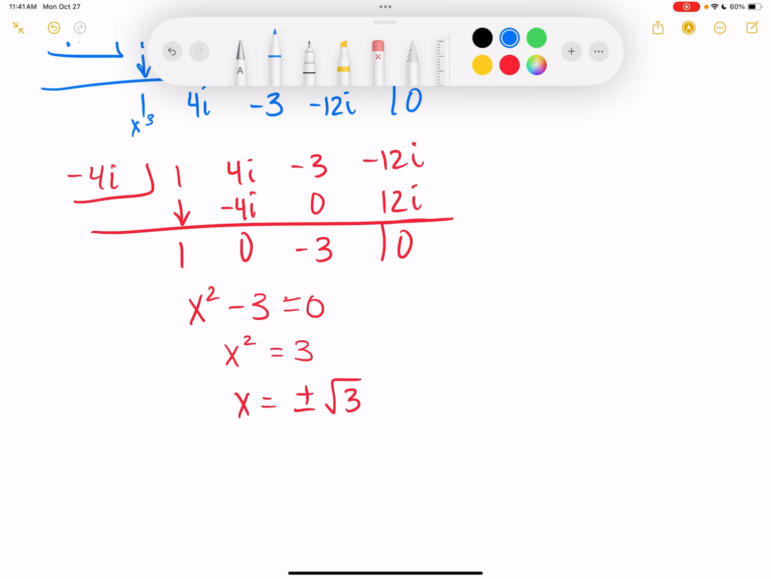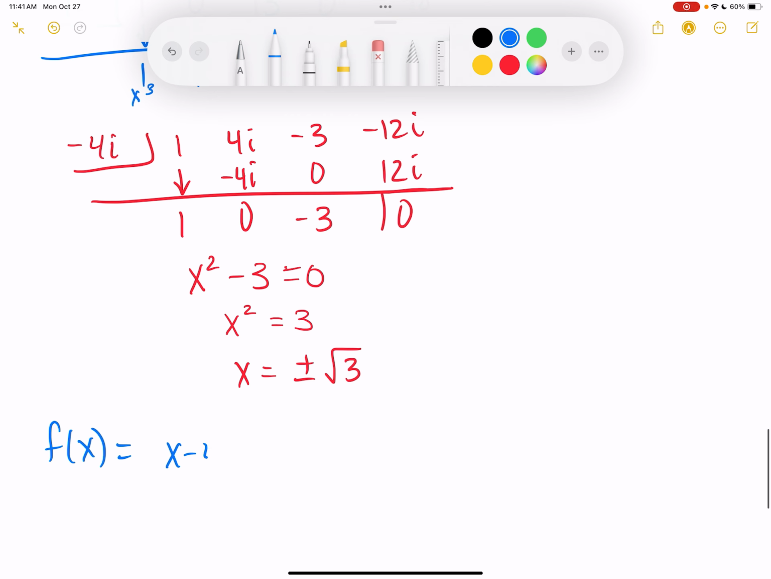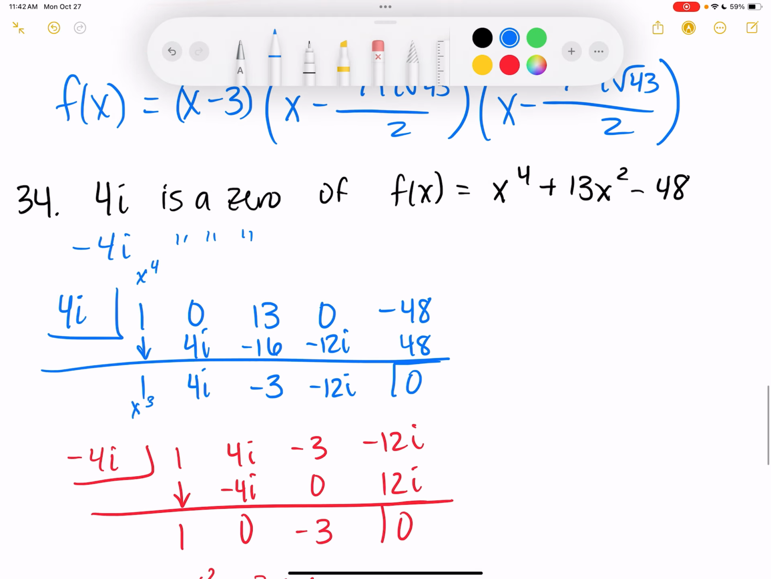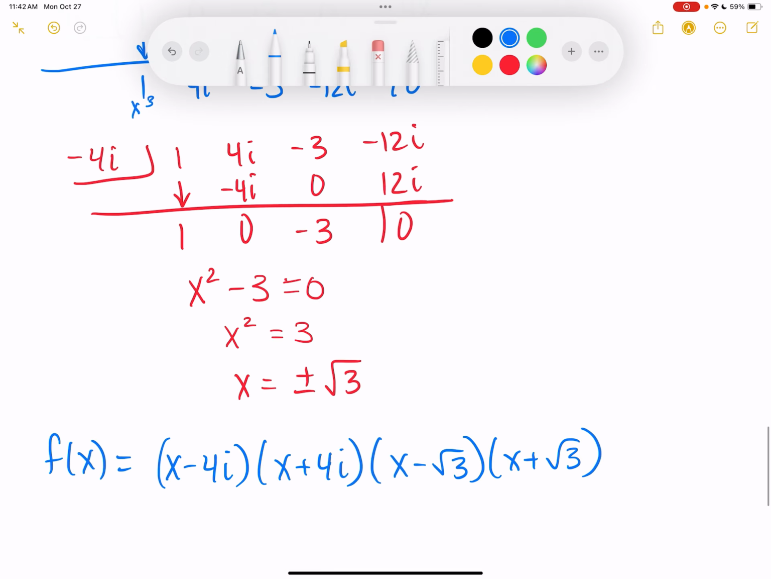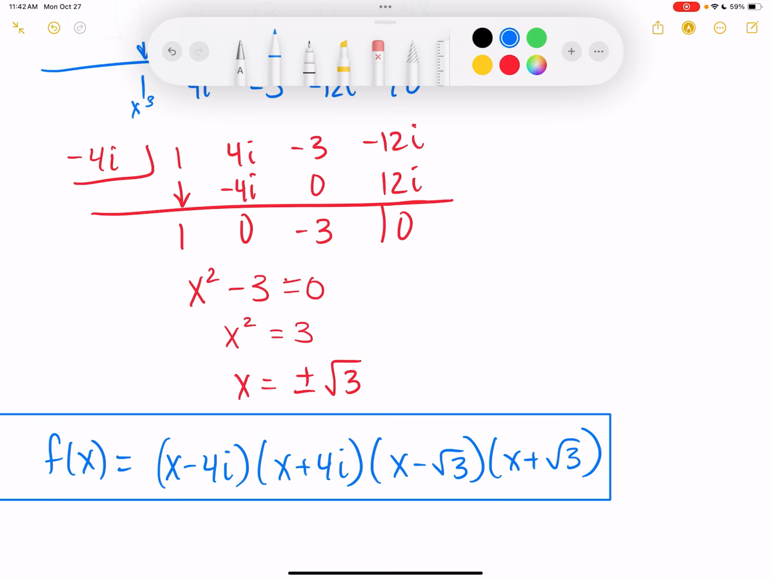I would have f of x is equal to x minus 4i times x plus 4i from the 2 zeros they gave us, or well, they gave us 1, we found the other one. And then the other 2 that we found after that, x minus root 3 and x plus root 3. And if you multiply all of this back, it'll get you back to your original function that you started with. But obviously we don't have to do that, we're just finding linear factorization, just showing you that. So if you want to check it, both of those are difference of squares, so it would be a relatively easy check if you needed to do that.